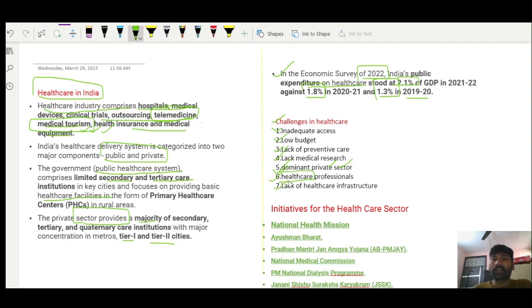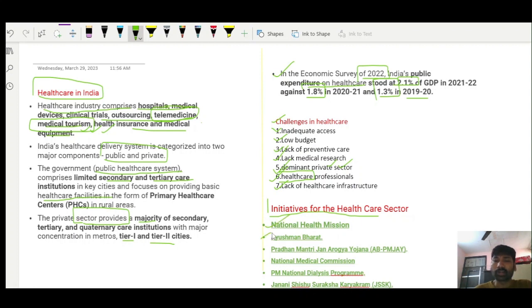Right, so lack of healthcare infrastructure is also a major challenge. For example, several villages do not have primary healthcare centers. At the block level, there are primary healthcare centers, but they lack infrastructure as well. Right, so even though health and wellness centers have been established, they are established at the block level, not exactly at the village level.